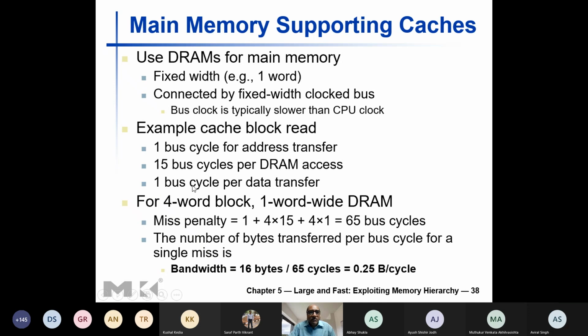Afterwards, to transfer these 4 words, it requires another 4 cycles, because the actual transmission requires 4 cycles. For accessing and preparing the data it requires 4 times 15 cycles, and for address transfer 1 cycle. So altogether 65 bus cycles are required for transmission of 4 words. 4 words are nothing but 16 bytes, so for 16 bytes it requires 65 cycles. That means about 0.25 bytes per bus cycle. That is the efficiency, or the rate of transmission.